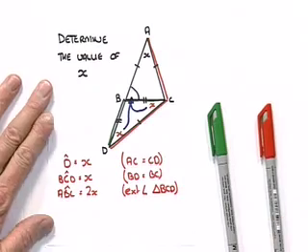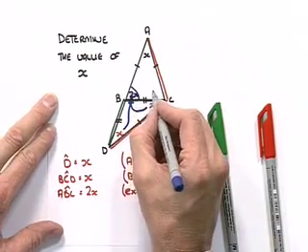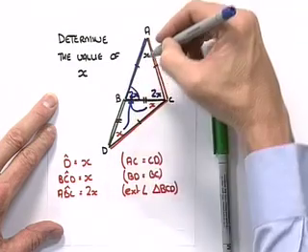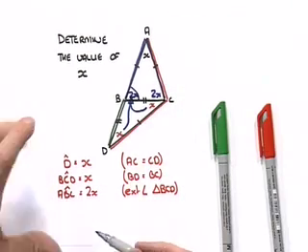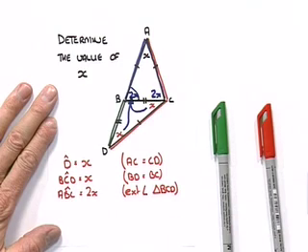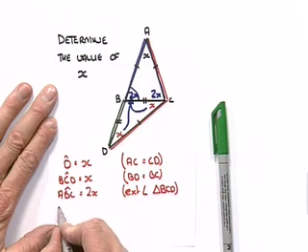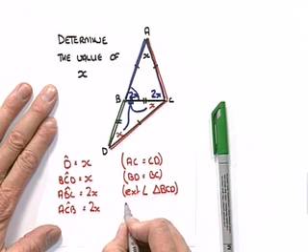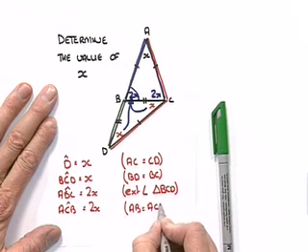But just a moment. If that's 2x, then this is also 2x, because we know that AB is equal to AC. I know the diagram's getting a little cluttered, but if you kept up with me, it's all making sense. ACB is equal to 2x. Reason, AB is equal to AC.